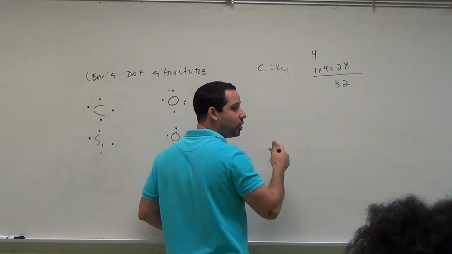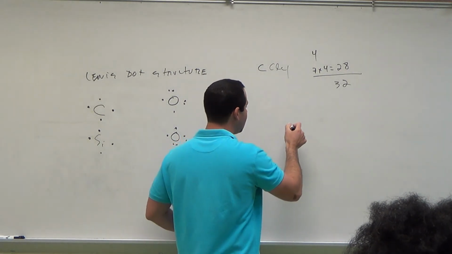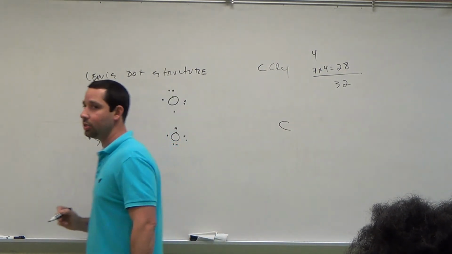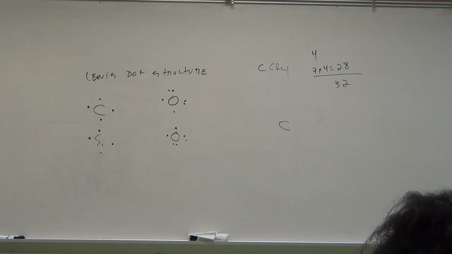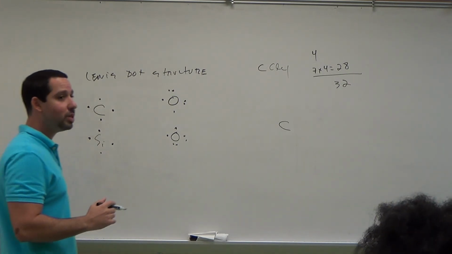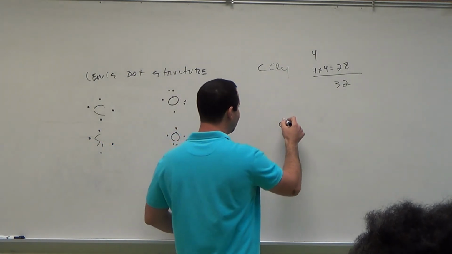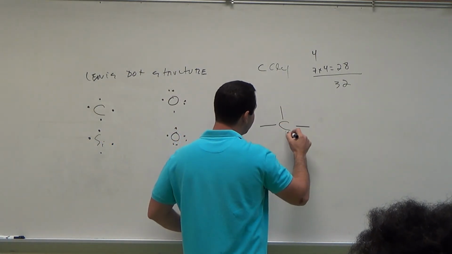And you are going to choose a central atom. The central atom is the one that makes the most bonds. Which one makes more bonds, carbon or chlorine? Chlorine makes how many bonds? 1 bond, because it accepts how many electrons? 1 electron. Carbon makes 4 bonds, so it's going to be the central atom. I'm going to make single bonds to everybody else.